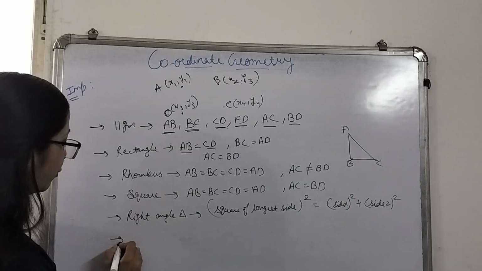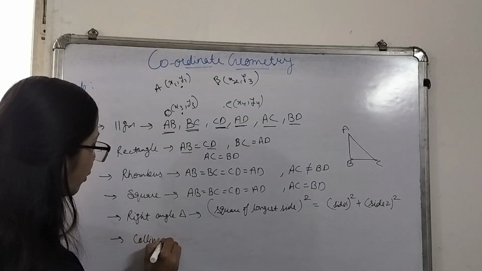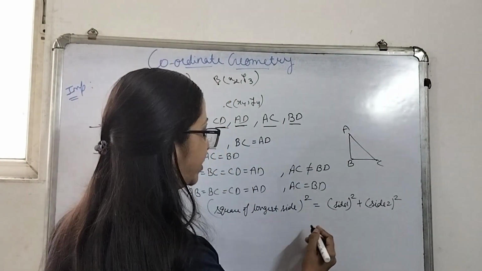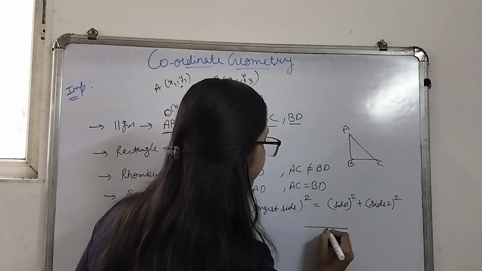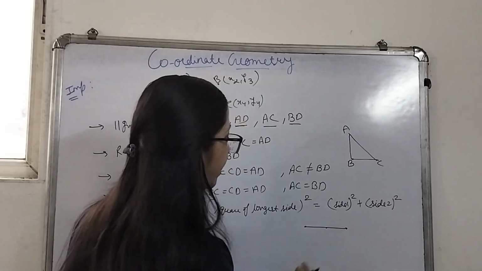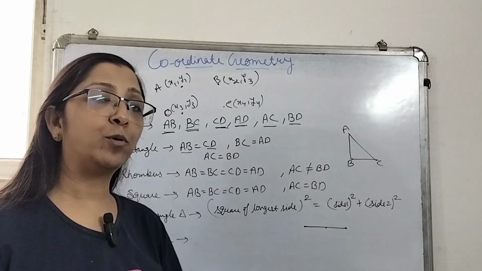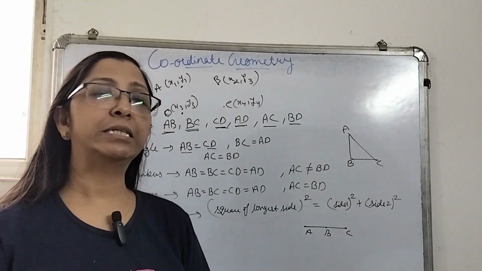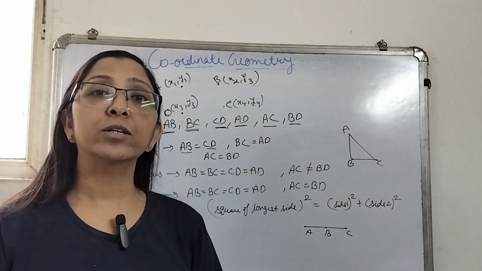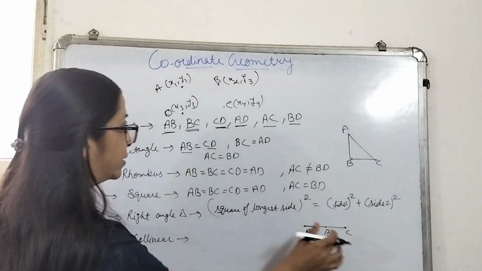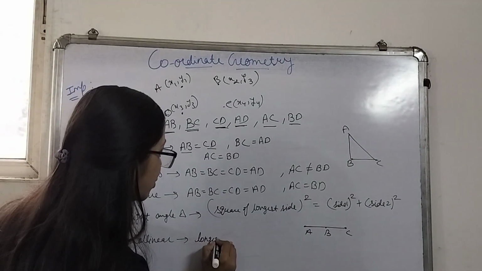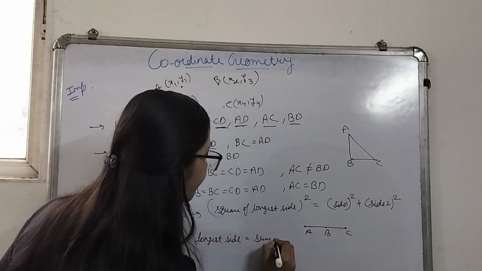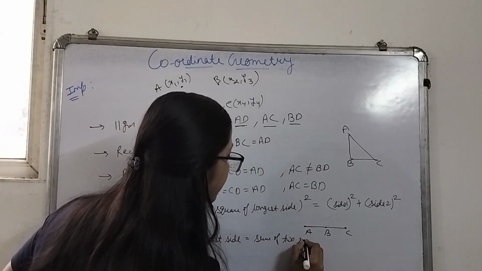Now, if we have to prove that the given points are collinear. Collinear means that if there are 3 points given, all the 3 points come in the same line. Suppose the points are A, B and C, and we have to prove that these 3 points are collinear, for that we will be proving that the longest side, whatsoever it will be, is equivalent to the sum of the 2 smaller sides.